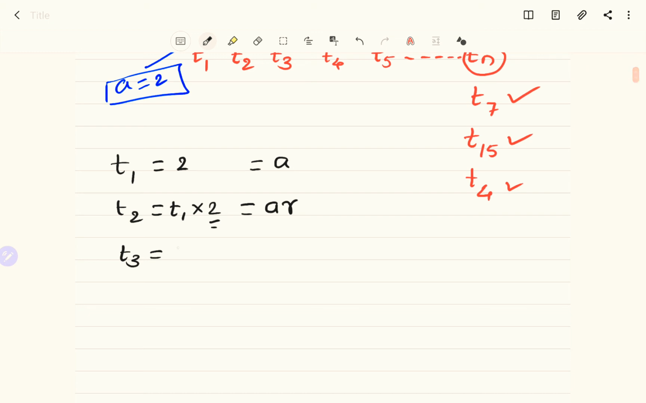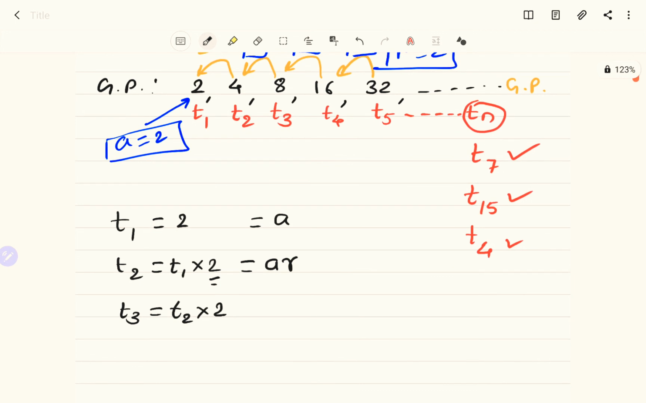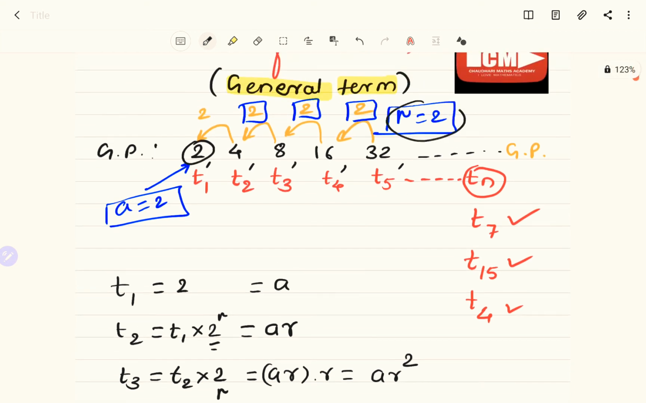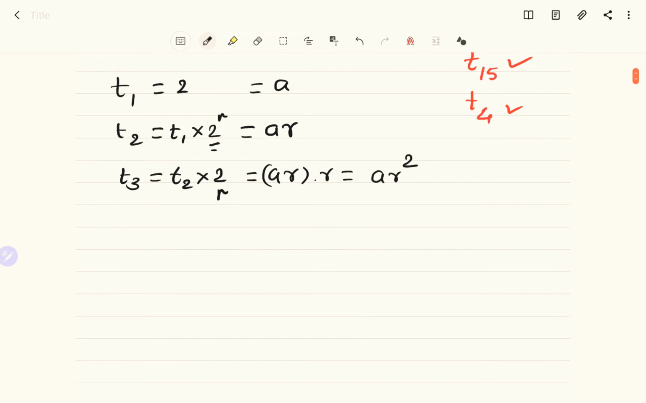How to obtain T3? Simply multiply T2 with r. Here r is 2. If you multiply T2 with 2, 4 into 2 is 8. T2 is ar, and this 2 is r, so ar into r becomes ar square. Don't get confused here. The first term is also 2 and the ratio is also 2, but I am taking this 2 as the r value. If you want to obtain the fourth term, multiply T3 with r. What is T3? ar square, and if you multiply it with r, you will get ar cube.